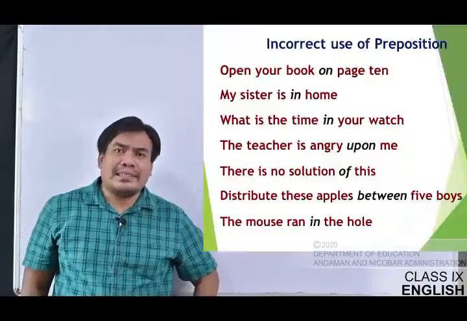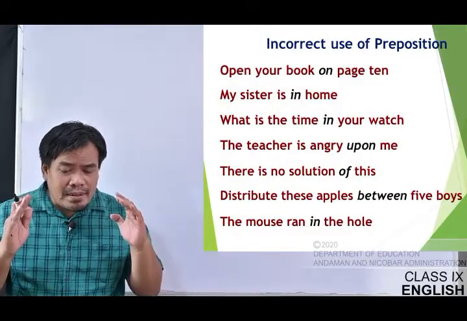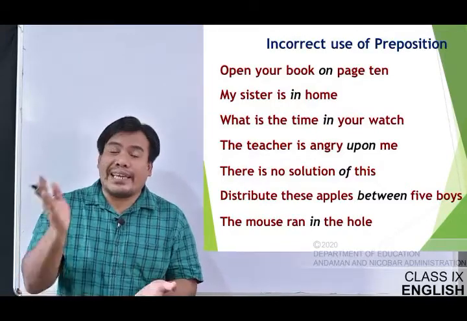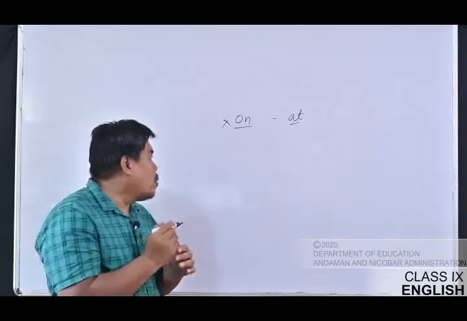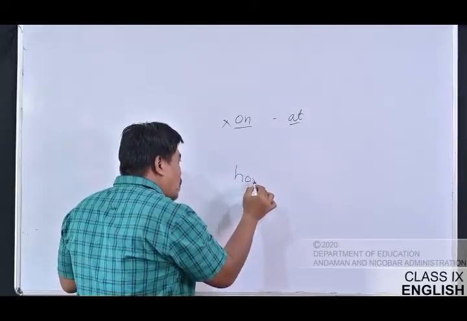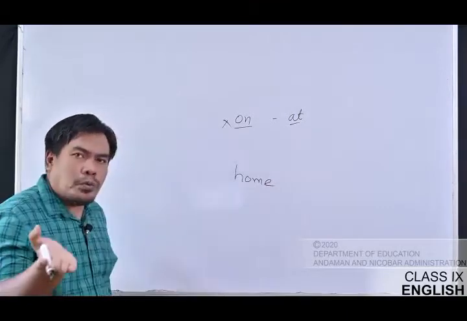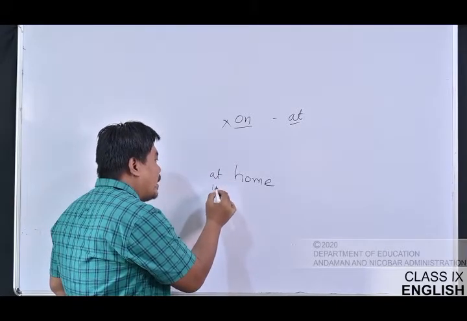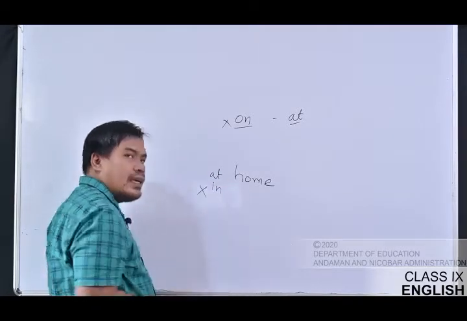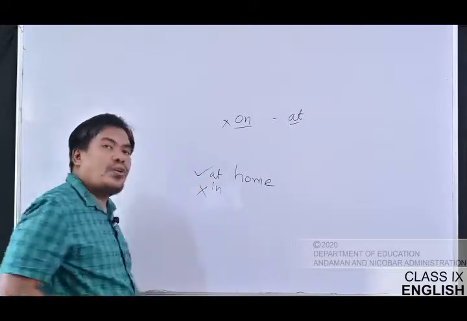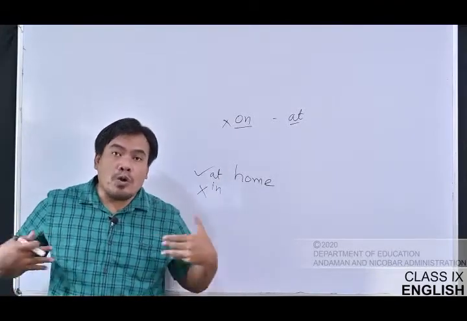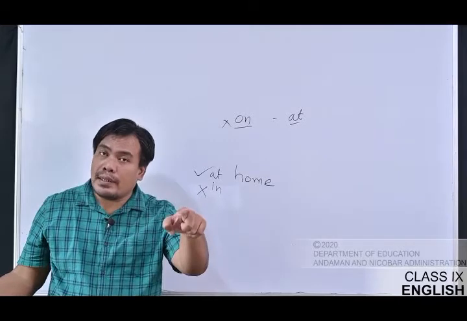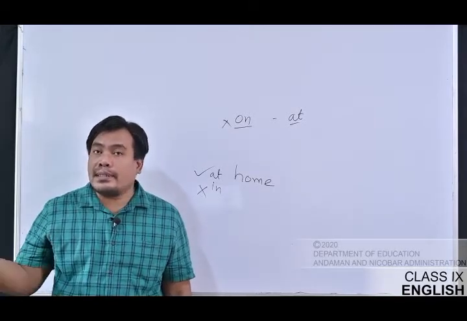The next one, my sister is in home. Many of you, I have heard this, I have noticed that you have been committing this mistake again and again. Whenever you are using home and it refers to someone or you, make sure that it comes with at and not in. In is incorrect, at is right. Whenever you say I'm at home, you cannot say I'm in home. My sister is in home, that is incorrect. What is the correct one then? My sister is at home.